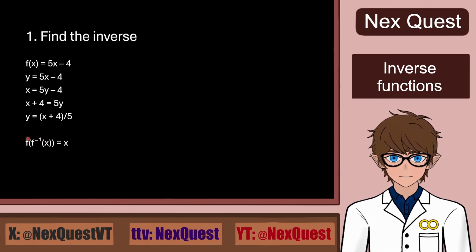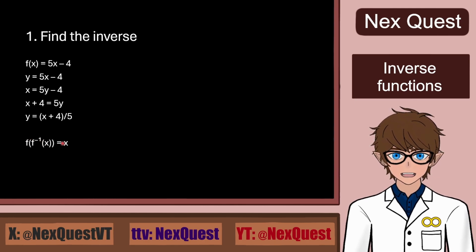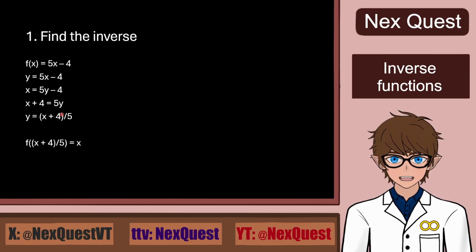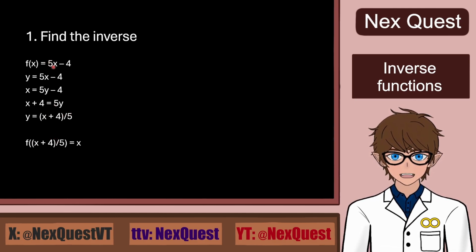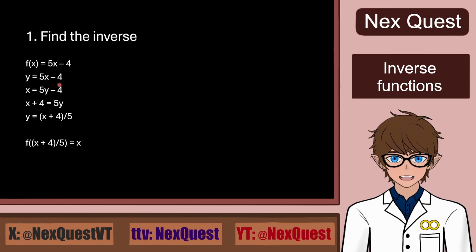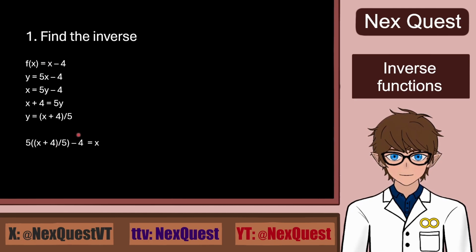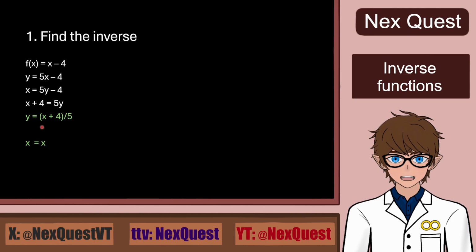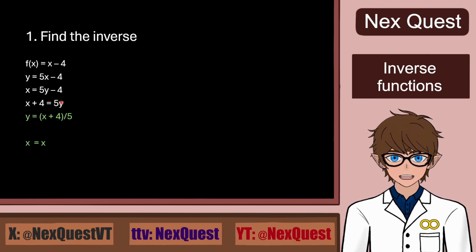So I'll use the function of the inverse of the function of x equals x. So plug in the inverse function, so x plus 4 divided by 5. Then put this all as x in the 5x minus 4. So we will multiply this all with 5 and then subtract 4 at the end. We see that 5's cancel out. Then we see that the 4's cancel out. And we're left with x equals x, which means that y equals x plus 4 altogether divided by 5 is our inverse of our function.